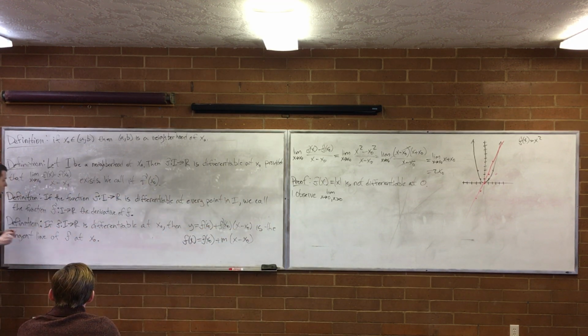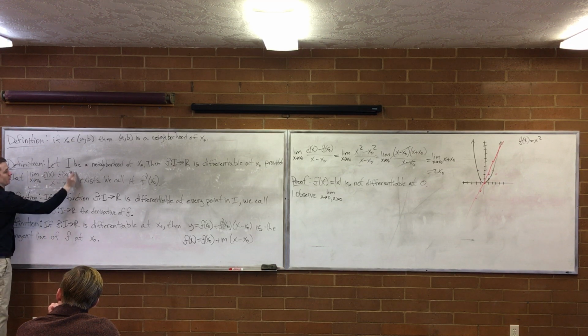A function is differentiable at x naught if and only if the limit as x goes to x naught exists. This limit, right?